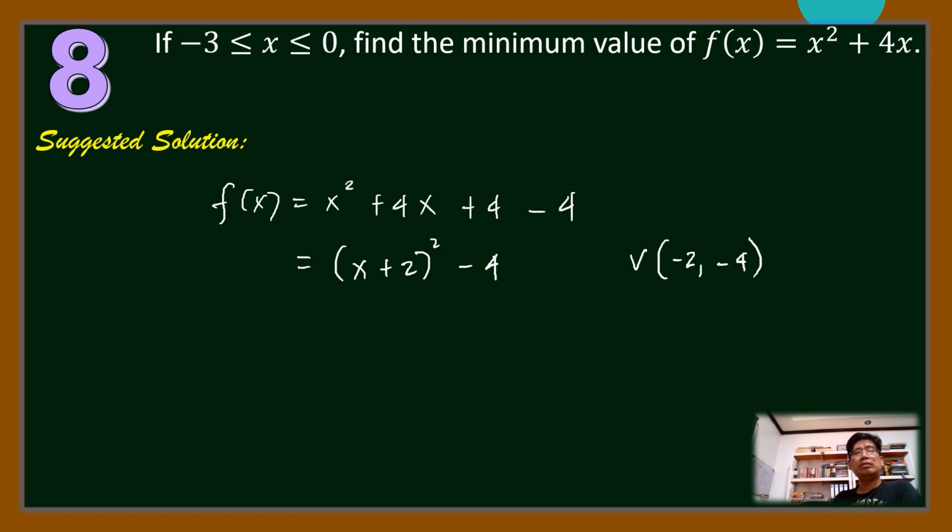Hence, the minimum value of the function is negative 4, that is when x is equal to negative 2, and negative 2 is within the range, or within the interval, negative 3, 0.